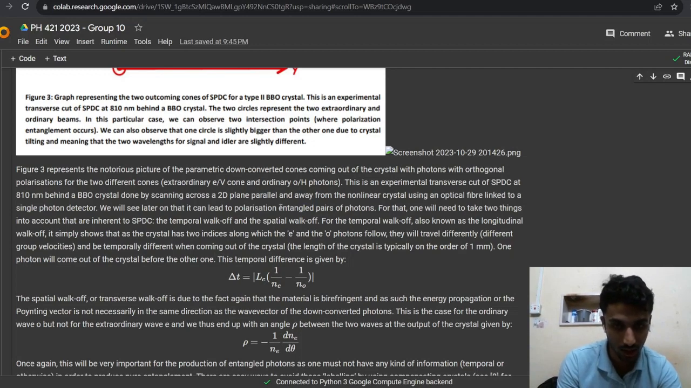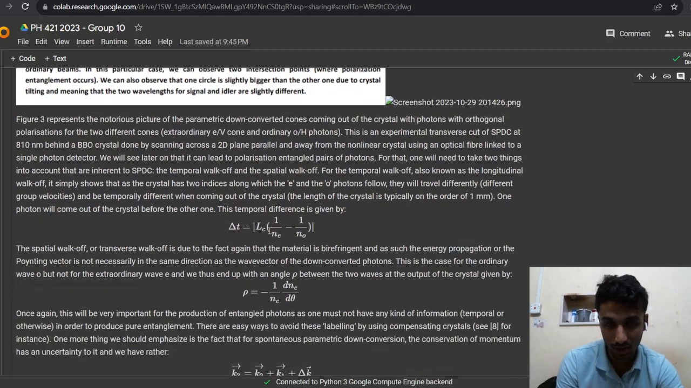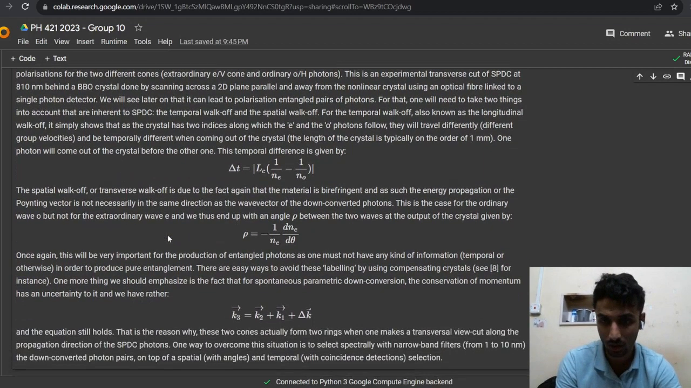We can't label these two. They should be connected, but we shouldn't be labeling them using these properties. So yes, we look at the temporal walk-off. This is caused by the difference in group velocities of the ordinary and extraordinary waves. This is the temporal difference, so one photon will come before the other. The spatial or transverse walk-off is due to the Poynting vector, the energy propagation direction, being different from the optic axis.